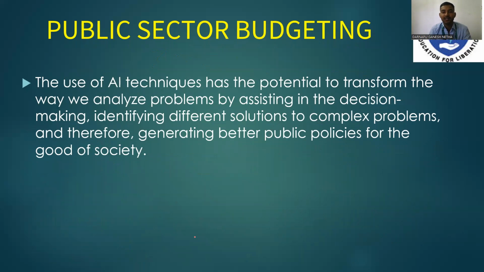The use of artificial intelligence has the potential to transform the way we analyze problems by assisting in decision making and identifying different solutions to complex problems. AI means artificial intelligence. If you consider a man and a robot, which can work more efficiently? Ultimately the robot will work more efficiently than the man. That is the reason that here we are taking help from the robot, that is, artificial intelligence techniques. It can solve problems more efficiently than humans, and that is the reason these policies are good for society.